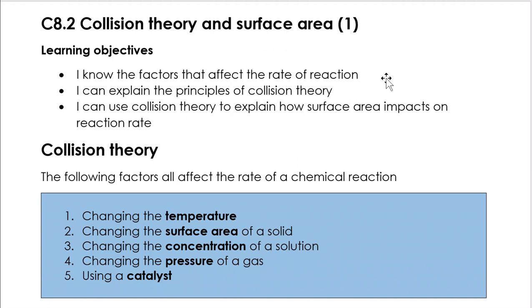So, knowing what factors affect the rate of reaction, explaining the principles using collision theory, which we will come back to repeatedly across these videos, and specifically use collision theory to explain how surface area impacts on reaction rate. Across the next few videos, we will be looking at each of the factors listed here. If I increase temperature, surface area, concentration, or pressure of a reactant, then I will increase the rate of reaction. Similarly, if I use a catalyst, that will increase the rate of reaction.